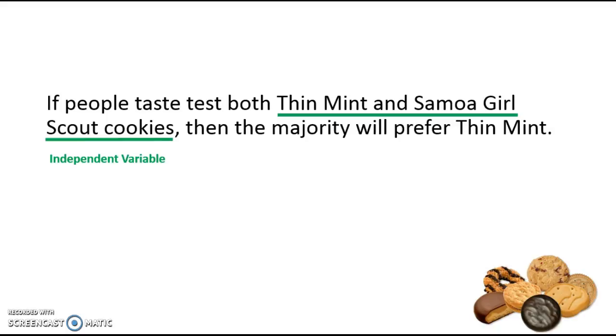Next, let's look at the dependent variable. This is what we're going to measure. This will be the other thing that might be variable within the study. That is contained in the then part. What will vary is the preference for the cookie type.